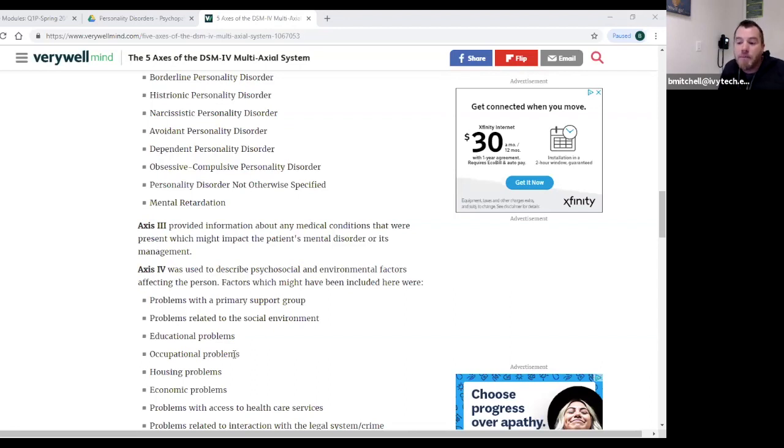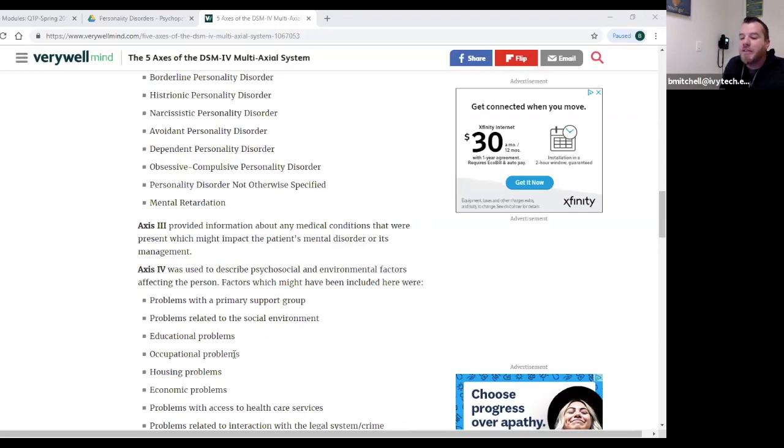Axis 4 really speaks to the psychosocial factors. Again, axis 4 is all about what are the things going on outside of this person's life, or outside of the session, outside of what's going on internally with the brain, with the mind, with the body. What are the factors that may be contributing to this problem?